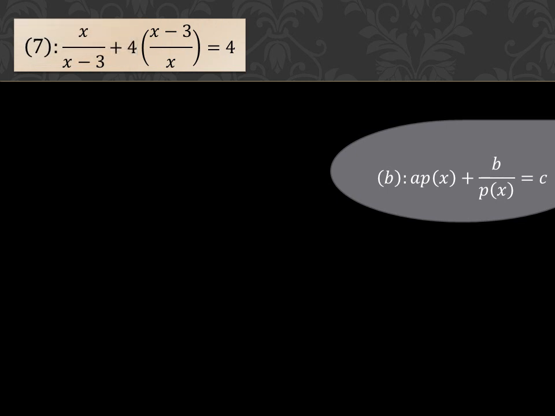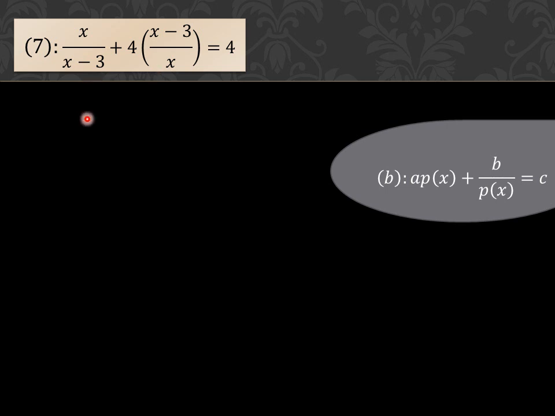Coming to the next question, question number 7. We have x over x minus 3 plus 4 into x minus 3 over x equals 4. Now looking at the question, what are you getting? We have x over x minus 3 and then the reciprocal of it, x minus 3 over x. शुरू में जो फ्रैक्शन गिवन है, नेक्स्ट उस फ्रैक्शन को उल्टा दिया गया है.